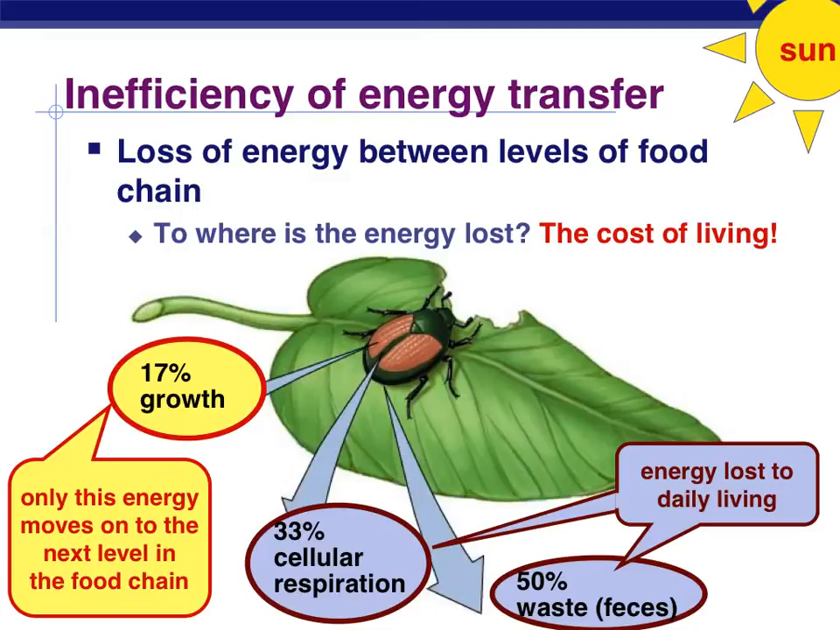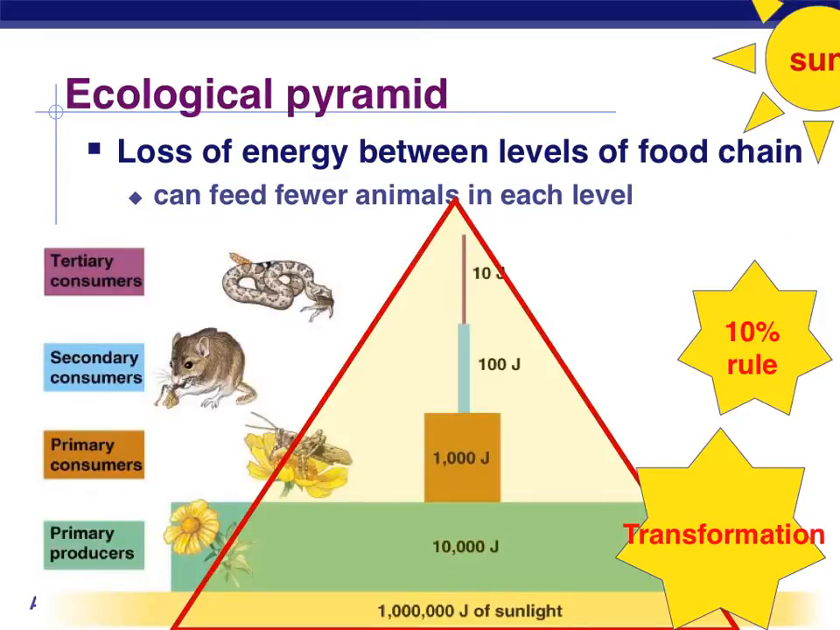So what it boils down to is that the loss of energy between the levels of the food chain means that you can only feed fewer animals in each level. And if you think about it, the first level is always our producers, and we tend to have a lot more producers than we have anything else. If you think of how much grass and how many trees and just how many things can do photosynthesis, there are a lot more of them in the world than the amount of cows we have in the world, for example. And it's because you need to eat more of everything underneath you to get enough energy to live.